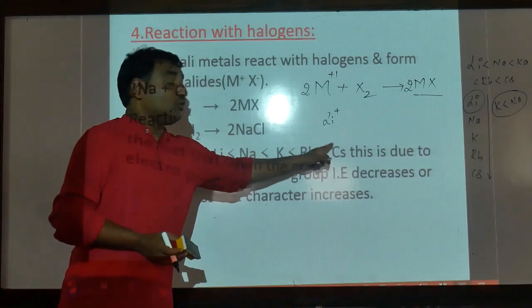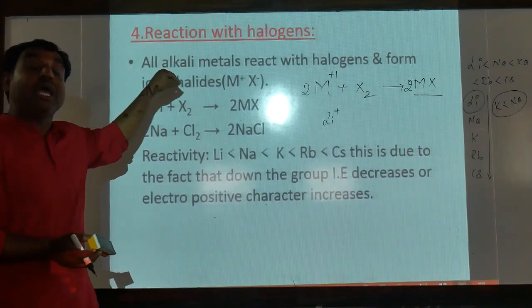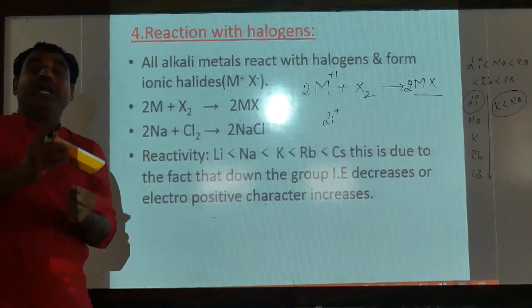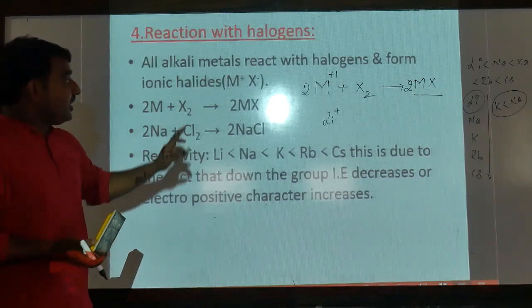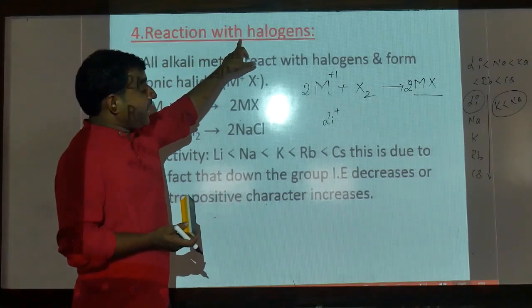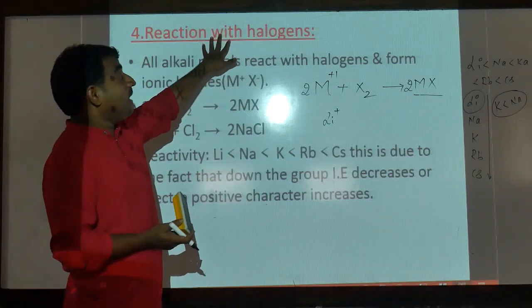Hence cesium is more reactive among these with the halogens we are discussing. With the hydrides, with the halogens, with the water, different reactivity will be there. So we are talking about the reaction with the halogens. This is the reactivity with halogens.